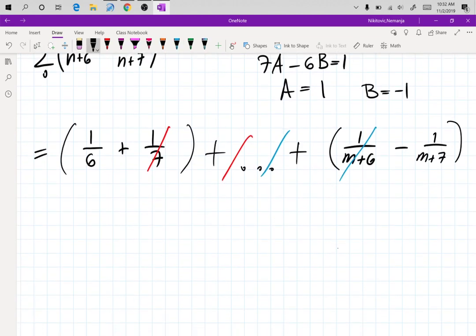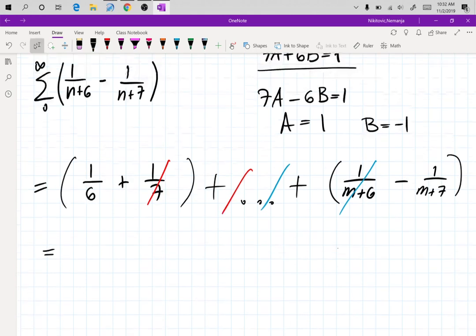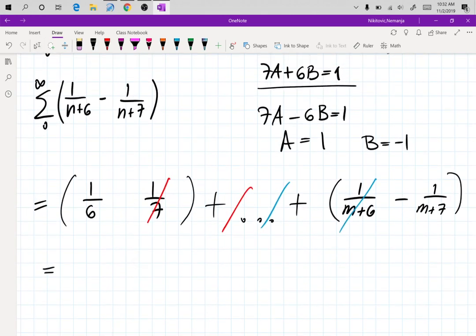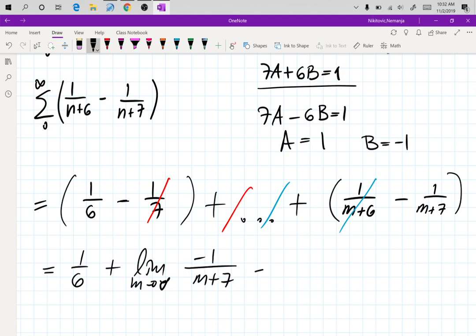And the first parenthesis isn't supposed to be 1/6 minus 1/6? Oh, minus, yes. Minus over here. You're right. So this is 1/6 plus the limit as m goes to infinity of negative 1 over m plus 7. So it all adds to 1/6, converges to 1 over 6.